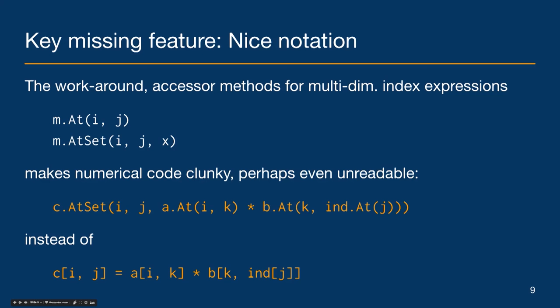Unfortunately, there is a key missing feature. The nice notation is not there. For instance, there's simply no way, in existing Go at least, to write a two-dimensional index expression. And the current workaround that exists is based on accessor methods such as At and Set to set an element of a matrix, for instance. But accessors like these make numerical code look clunky, perhaps even unreadable.